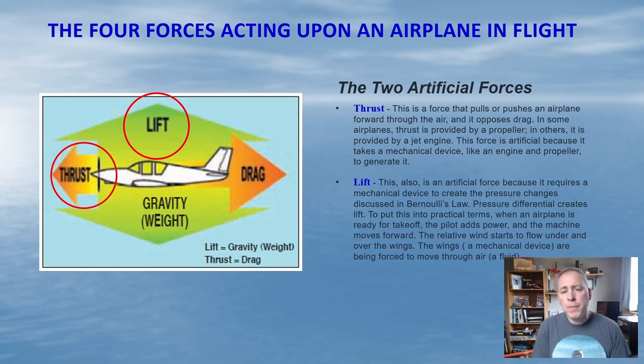So the two artificial forces would be thrust and lift. These are forces that are created by something else that's engaged, something else that's happening. So thrust is a force that pulls or pushes an airplane through the air. It opposes drag. So in some airplanes, thrust is provided by a propeller. In others, it's provided by a jet engine.